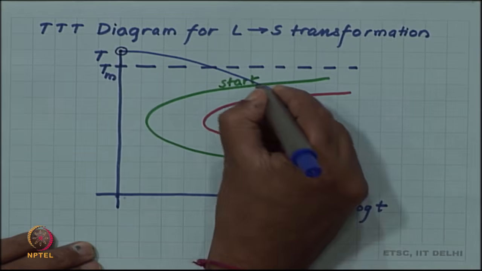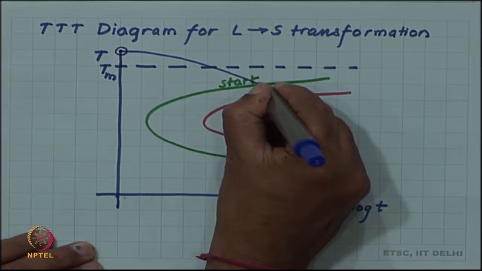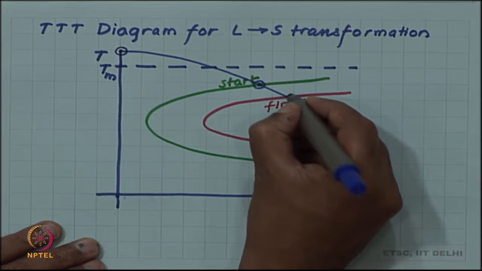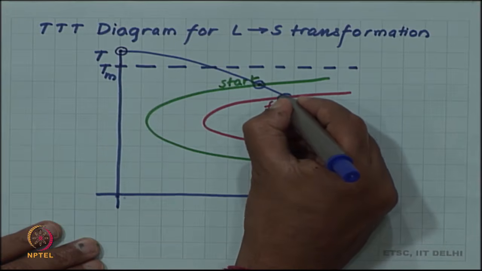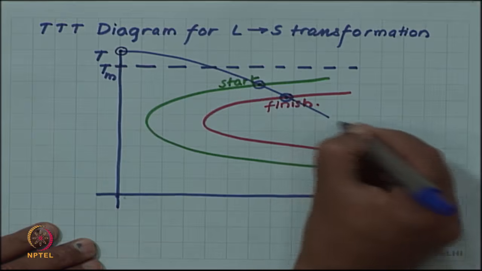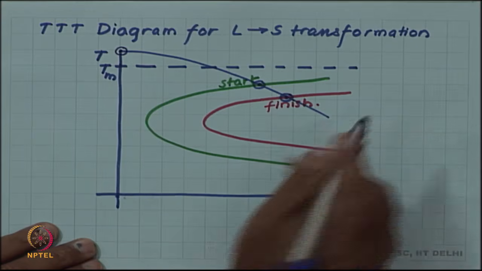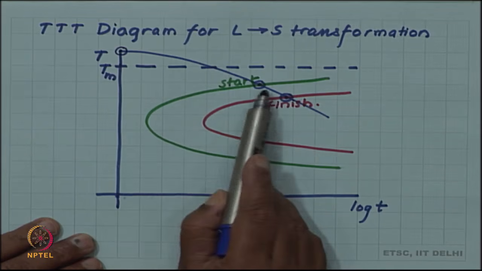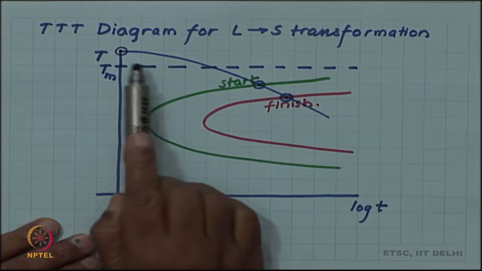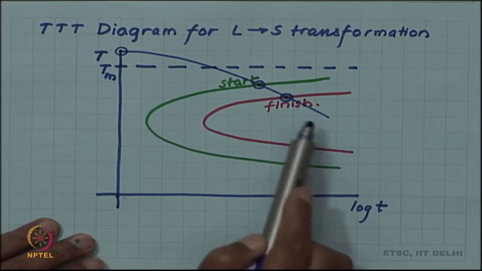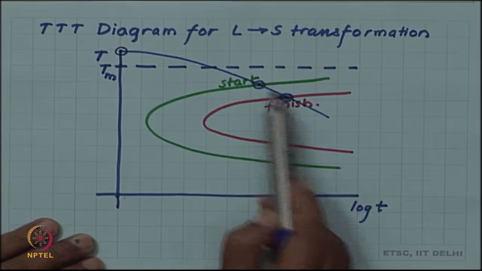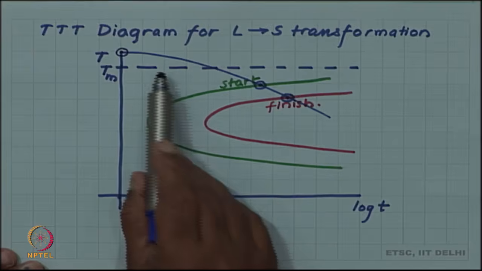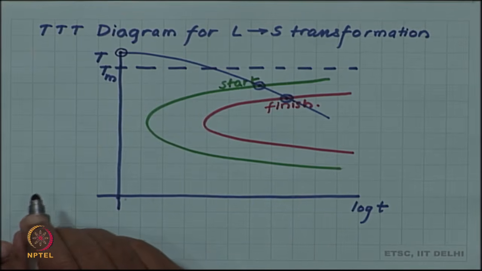So, you can see that if I am cooling it, at some point it will hit the start curve and the crystallization will begin, and at some point it will cross the finish curve and the crystallization will finish. Although the way we had drawn this diagram was for isothermal transformation, so it will not be directly applicable for such cooling curves, but approximately we can take these temperatures as the temperature for start and finish for this continuous cooling diagram also.